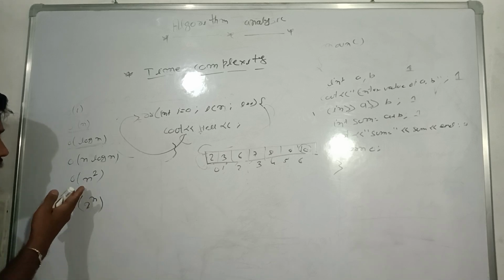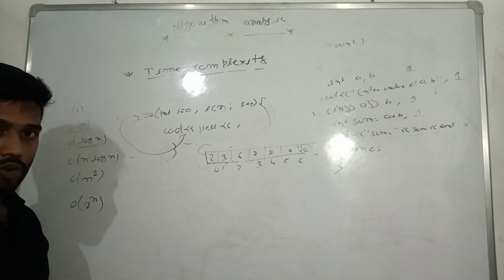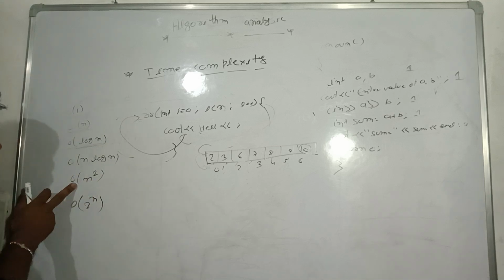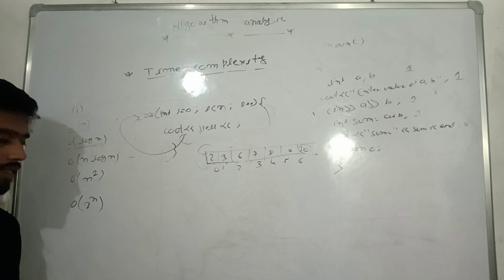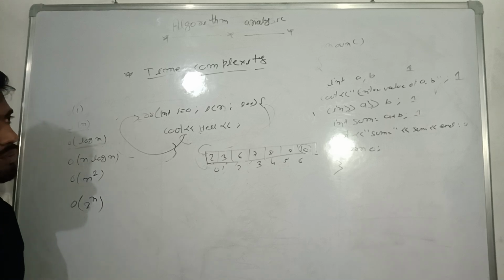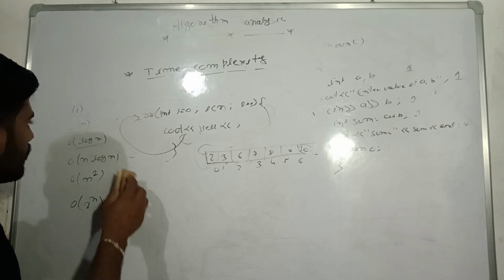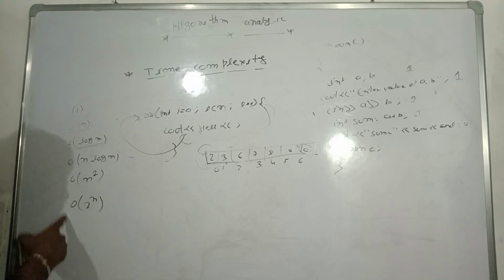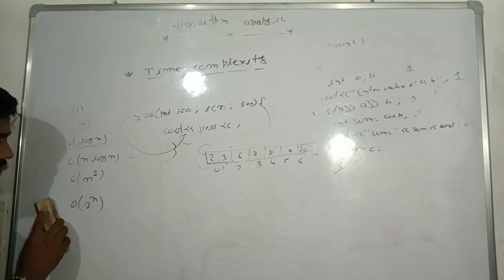Here is n log n time complexity, and here is n square time complexity. When we use an inner loop and an outer loop, then it will produce n square time complexity. When we solve problems, we will see all the time complexities in detail.